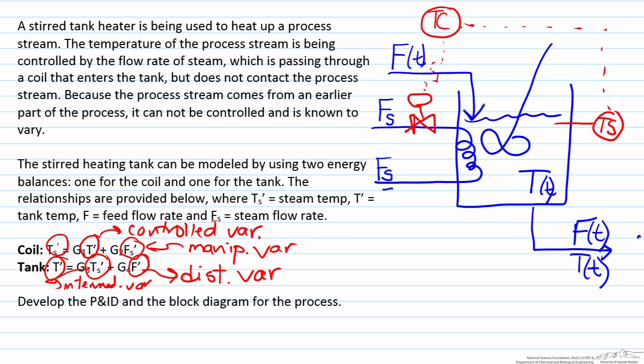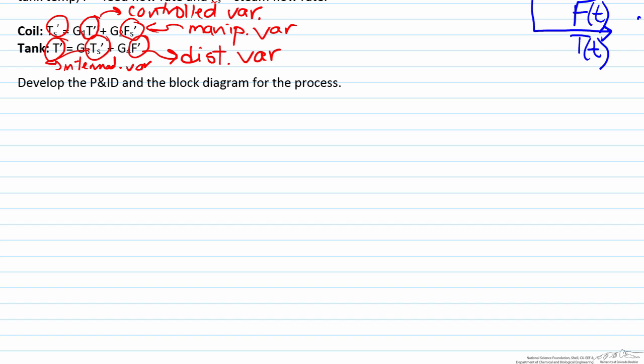And in this case, the steam temperature of interest will be the one that is coming out of the coil. So now, as we move along to the block diagram, we can begin to draw this by starting actually at the end. We know that the variable that we're trying to control here is the temperature of the tank, which is also the outlet temperature.